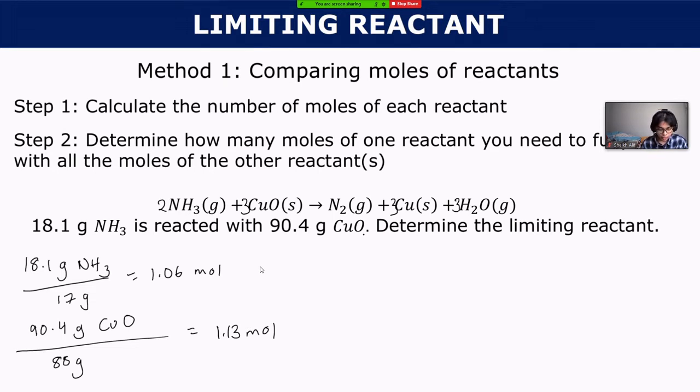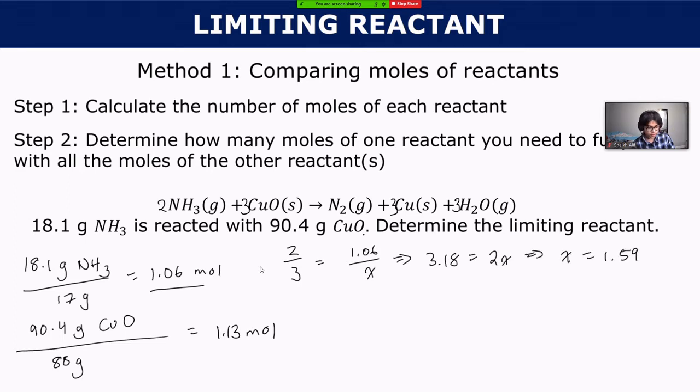Okay, so let's look at step 2. Determine how many moles of one reactant you need to fully react with all the moles of the other reactant. So what it's saying here is that with this many moles of NH3, how many moles of copper oxide do you need to fully react this? So we know that the ammonia and the copper oxide are in a 2:3 ratio, and we have 1.06 moles of the NH3. So how many moles of copper oxide are there? So let's do the math. 3.18 equals 2x. And so x is going to equal 1.59 moles.